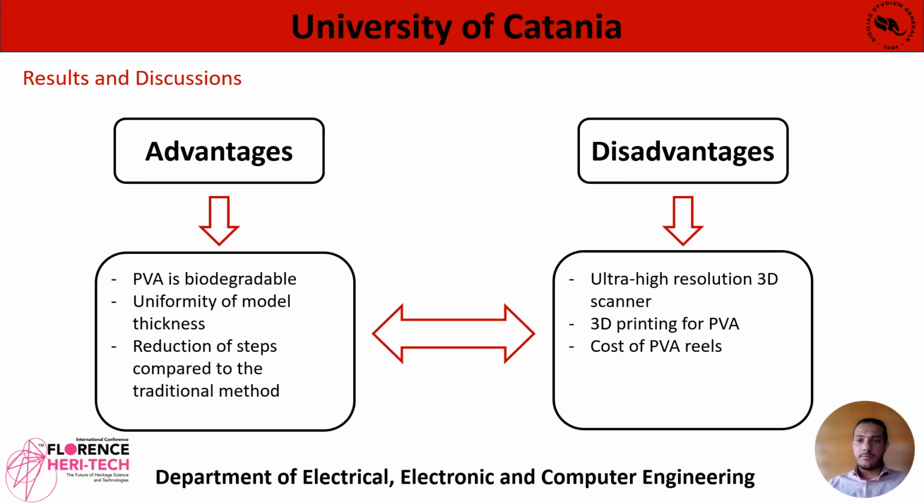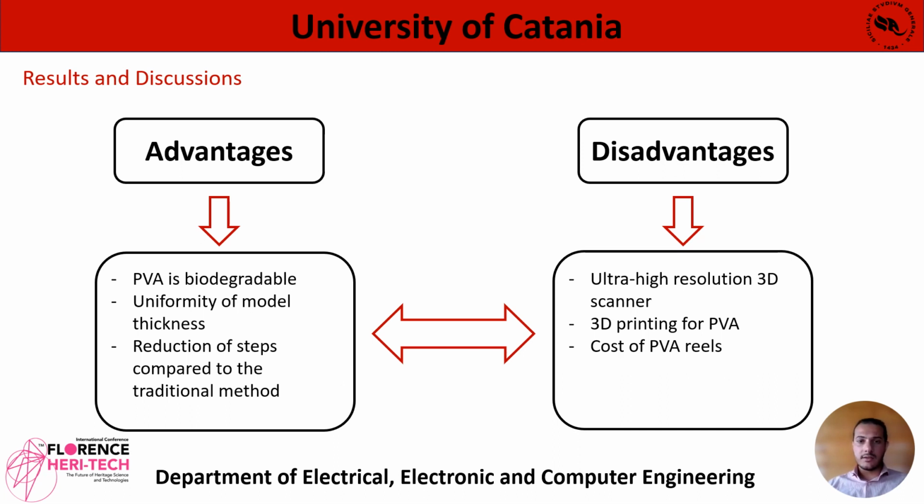Secondly, 3D printing allows the uniformity of the thickness of the model, or at least the possibility of modifying the thickness of the model where deemed necessary. Finally, there is the advantage of omitting 2 steps compared to the traditional model, allowing considerable time savings.